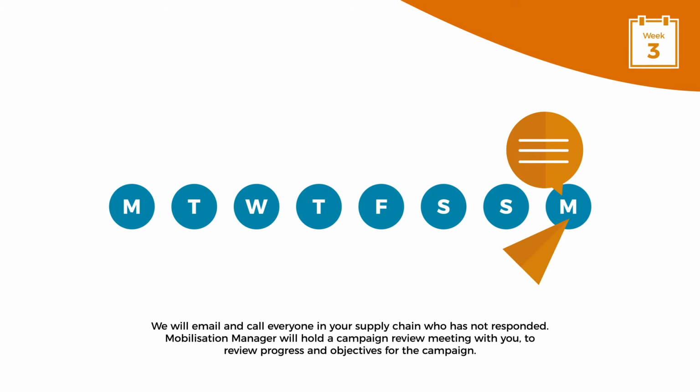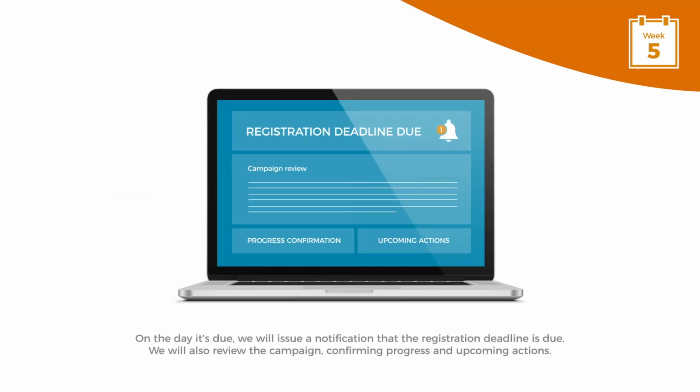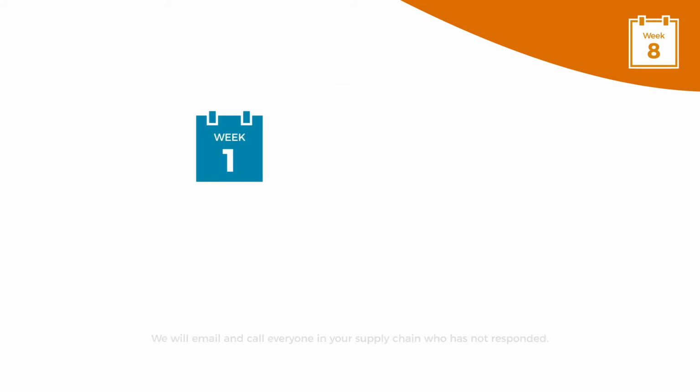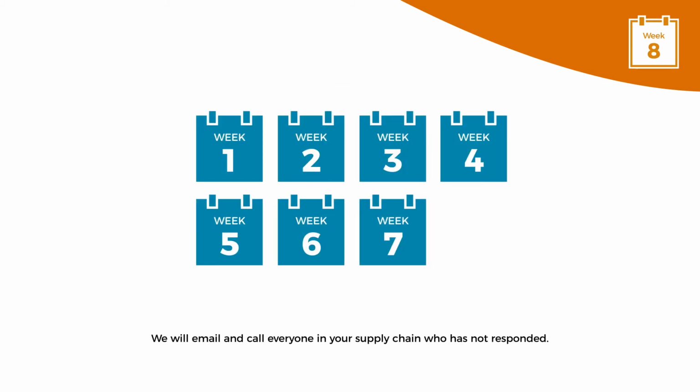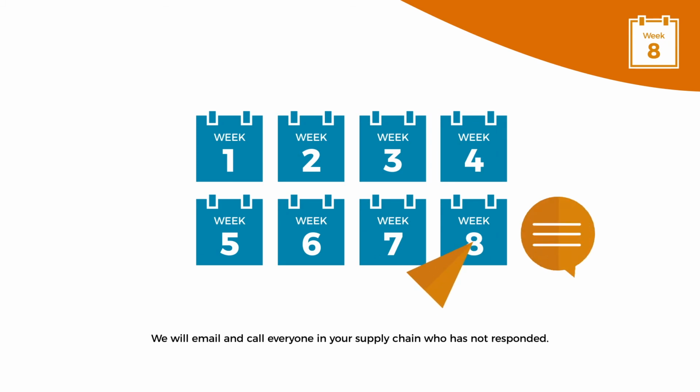Our Mobilisation Manager will hold a campaign review meeting with you to review progress and objectives for the campaign. On the day it's due, we will issue a notification that the registration deadline is today. We will conduct a review of the campaign to confirm progress and actions for the coming weeks. We will send a final email after 8 weeks to anyone who still hasn't responded. The email will be followed with a phone call within a few days.